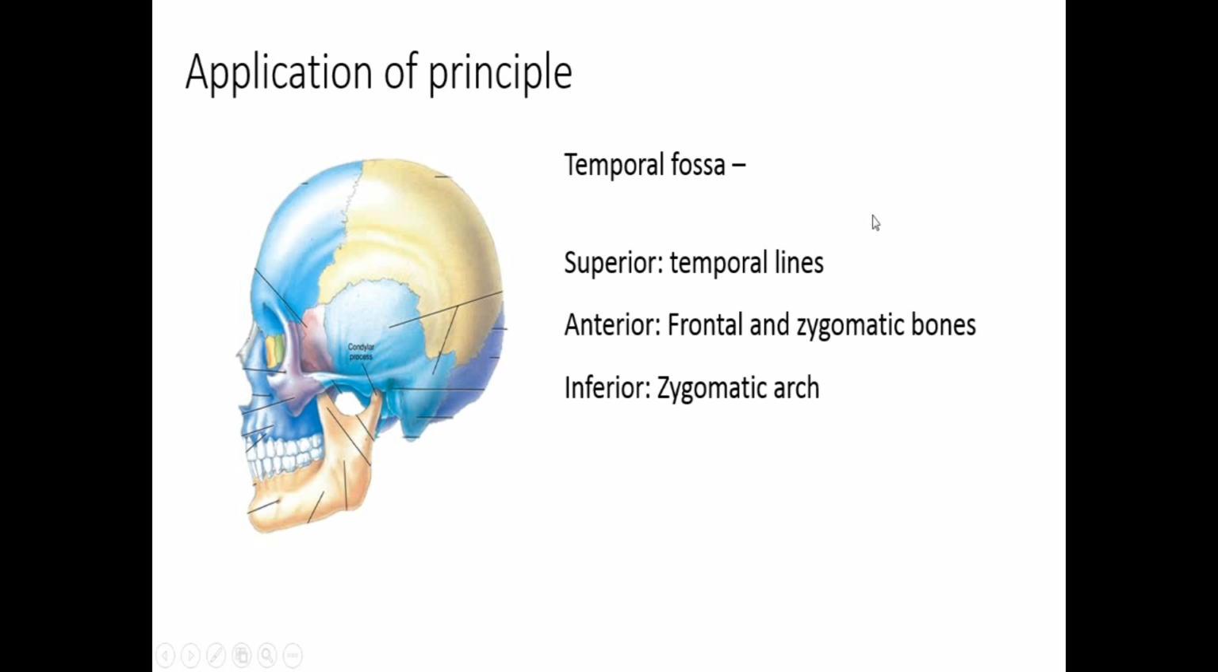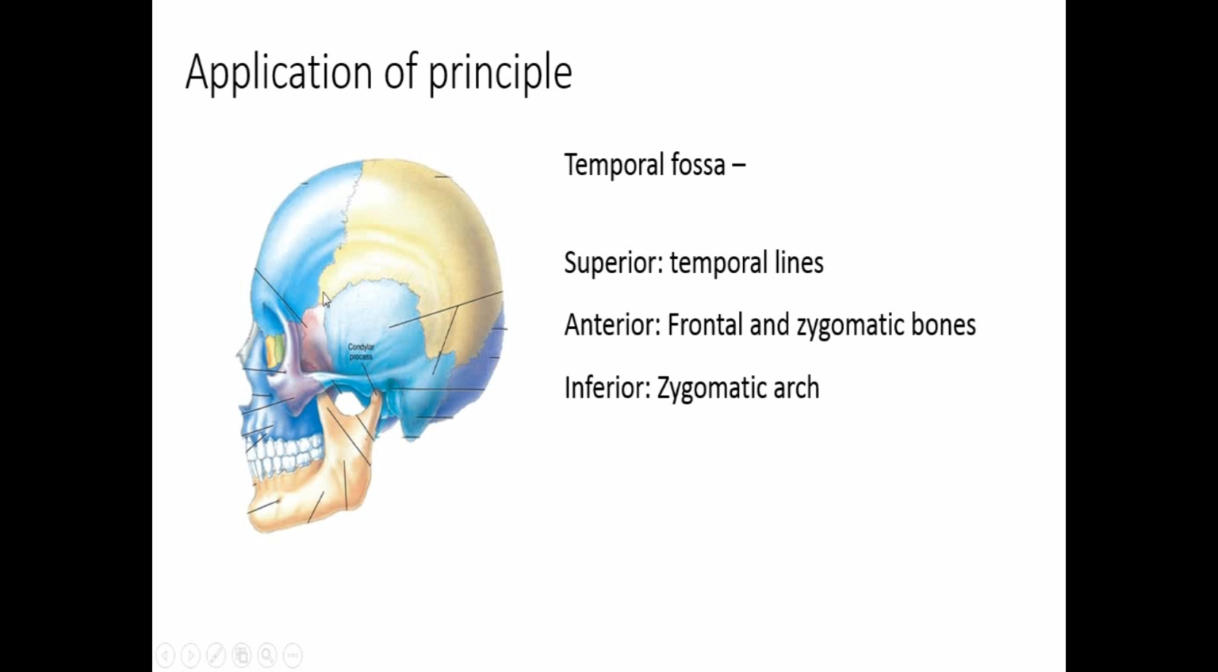Let's use one more anatomical space and try and apply this principle. So the anatomical space that we would use here would be the temporal fossa. If you look at the boundaries of the temporal fossa, you would find the temporal lines that bound it superiorly. You would see two sets of temporal lines, superior and inferior.